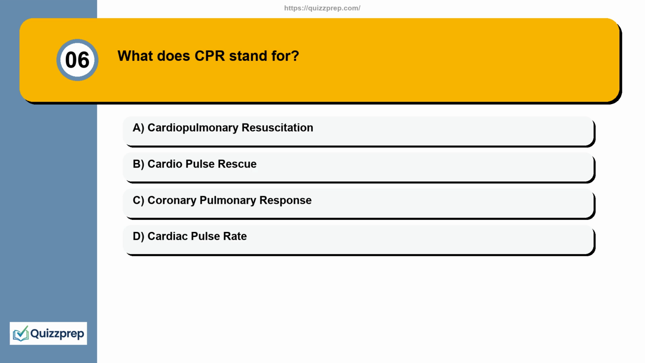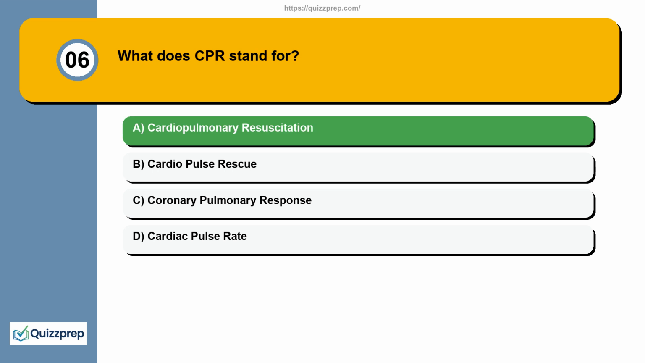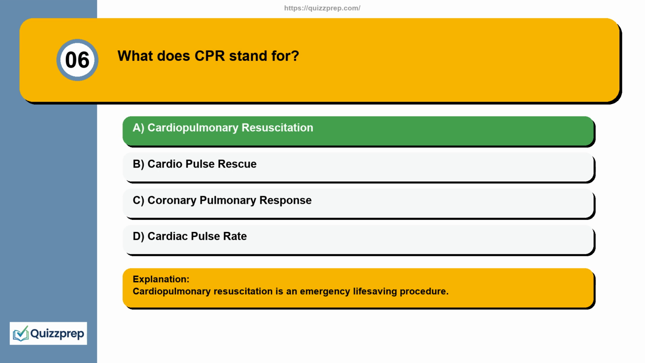Question 6. What does CPR stand for? Here are your options. Option A. Cardiopulmonary resuscitation. Option B. Cardiopulse rescue. Option C. Coronary pulmonary response. Option D. Cardiac pulse rate. The correct answer is option A. Cardiopulmonary resuscitation. Explanation. Cardiopulmonary resuscitation is an emergency life-saving procedure.